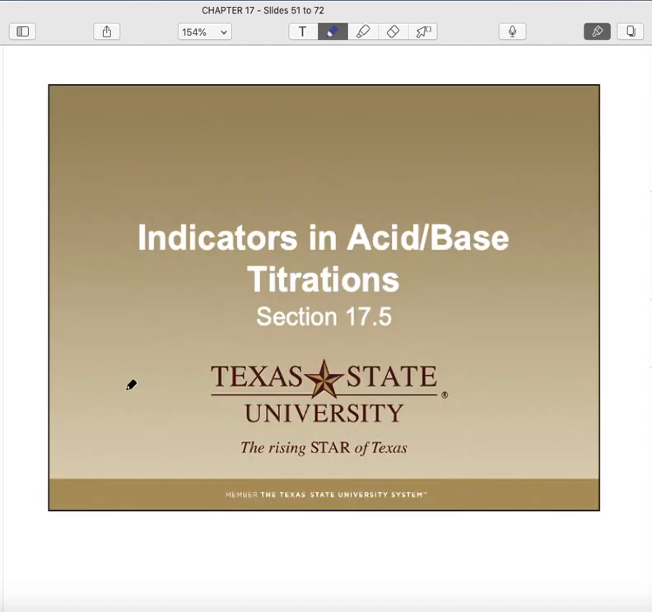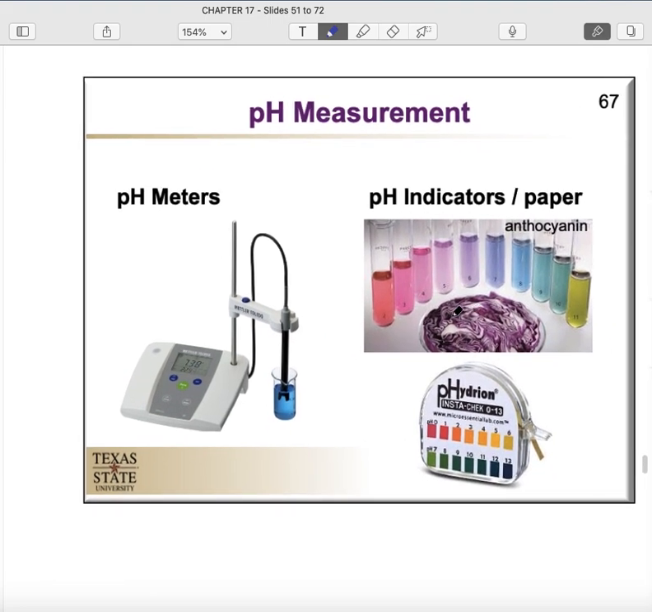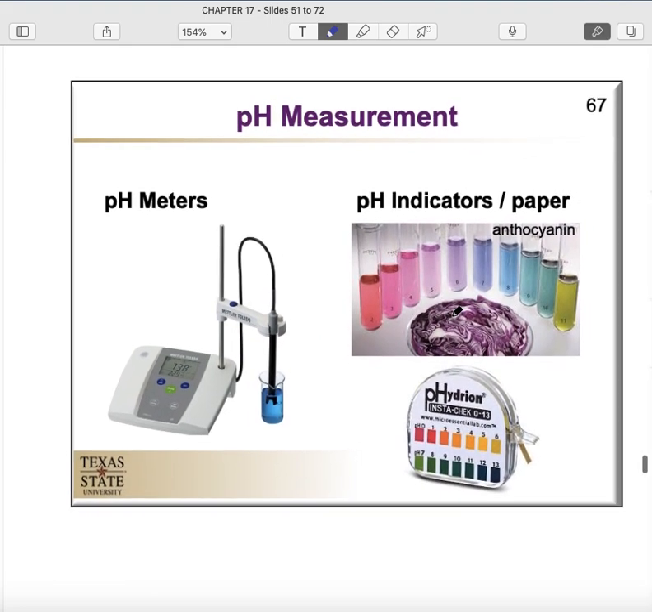All right, the last part that we're going to be talking about is indicators that are utilized in acid-base titrations, which is section 17.5 of your book. We already mentioned in the previous chapter that in order to measure pH, we have a variety of technologies or techniques that can be used.